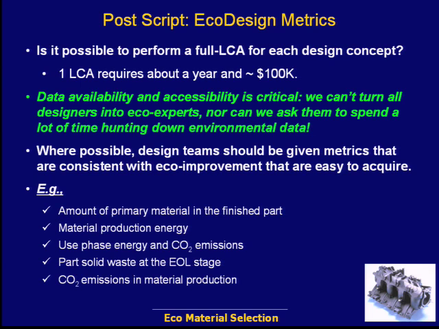Things such as the amount of primary material in the finished part. For the manifold, it matters. Primary aluminum drove the environmental decision between the brazed aluminum and the sand cast aluminum. Use phase energy and carbon dioxide emissions, the solid waste at the end of life stage, carbon dioxide emissions. All of these are relatively easy to implement at the eco-design level. As you design this part in a computer-aided design environment, one could easily tabulate these metrics along the way. And that's the most common form of eco-design that we're beginning to see. Electronics industry is leading in that regard, but the automotive industry is beginning to catch up.